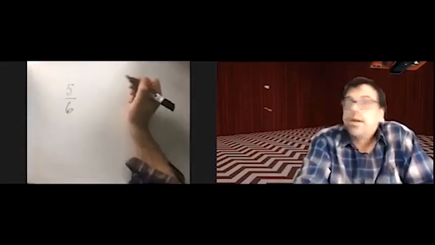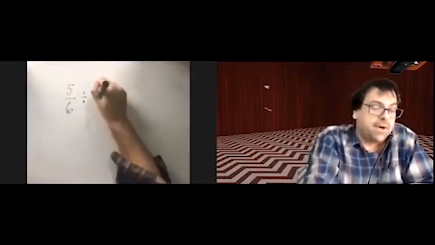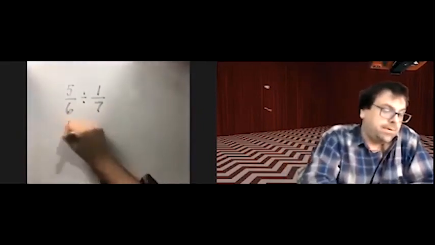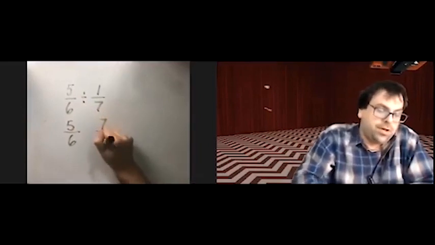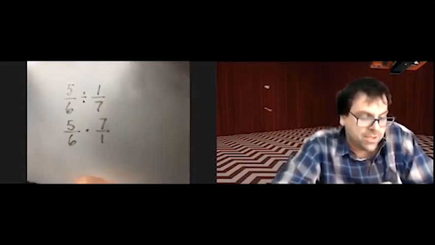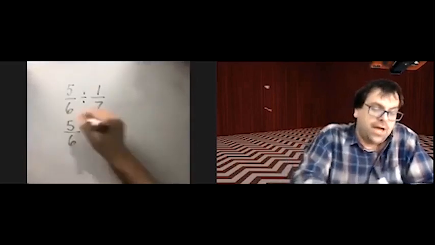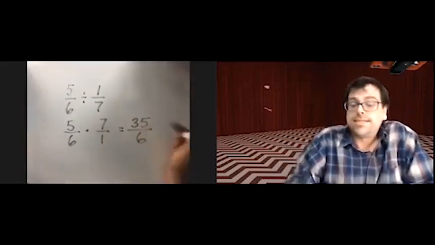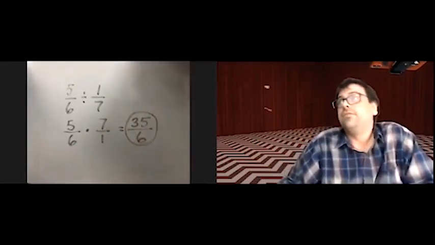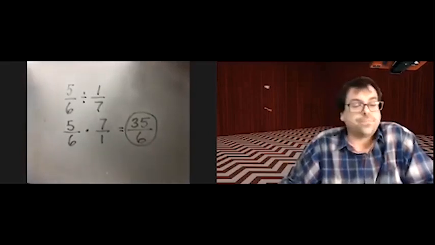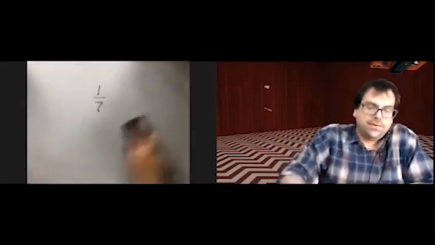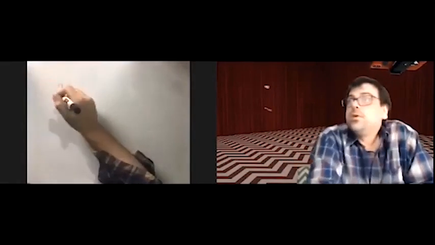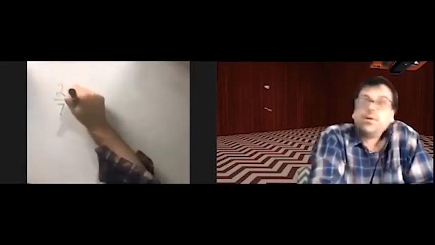5/6 divided by 1/7. Keep, flip, change division to multiplication. 5 times 7 is 35. 6 times 1 is 6. 35 over 6. See, once we learn this one new thing, we just add it on to what we already knew.